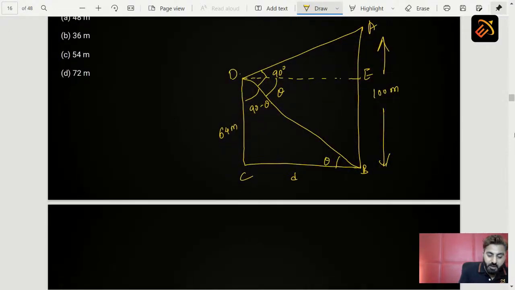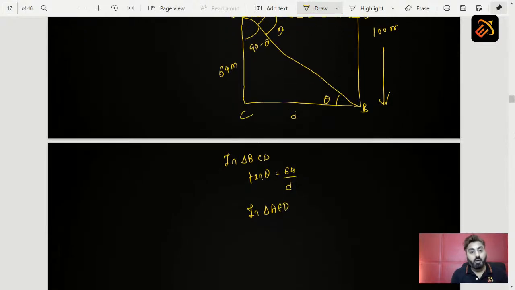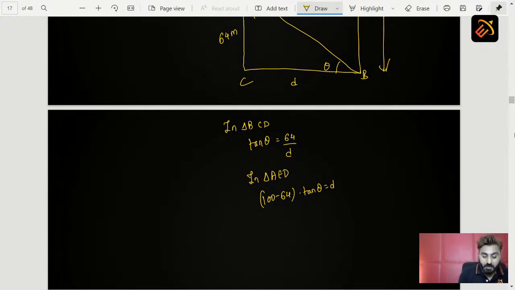Now if you see in triangle BCD, what is tan theta? So tan theta is basically 64 by D. And in triangle AED, what is tan theta? 100 minus 64 into tan theta is equal to D. So from this, what will we get here? 36 into tan theta, what was it? 64 by D. So 36 into 64 by D is equal to D.